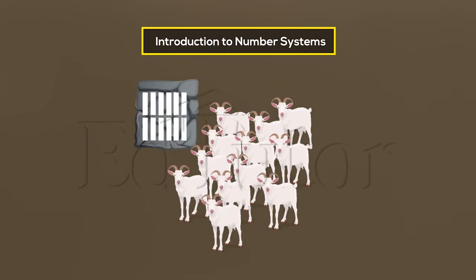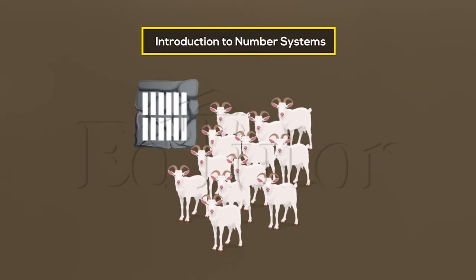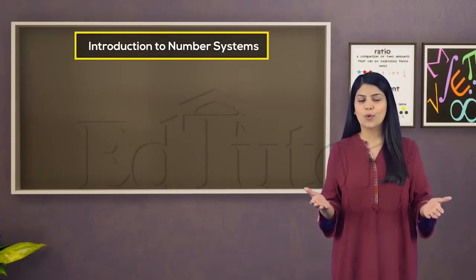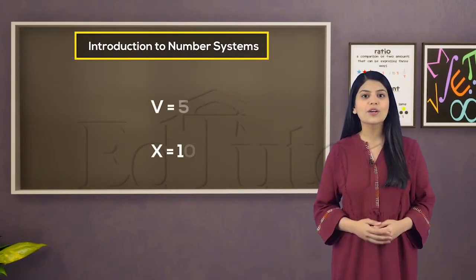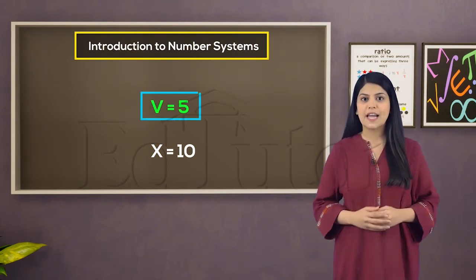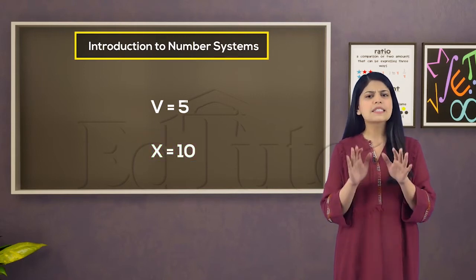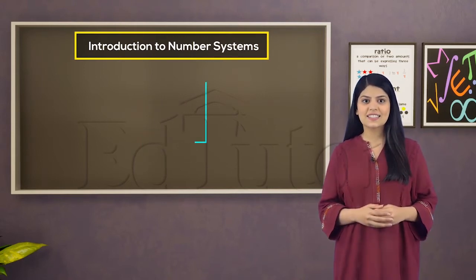This helped them keep track of the goats they had, especially if they went missing. Now, of course, this meant that the more objects you had, the more lines you had to draw. And that's not easy when you have hundreds of things to count. Humans needed a much more efficient system than this, something that could handle larger numbers. So, the Romans invented their own numeral system, which used V to represent 5 and X for 10. And like that, more symbols for higher numbers.